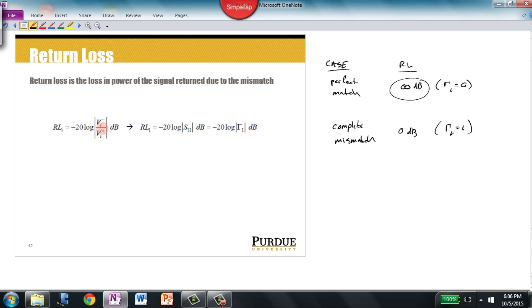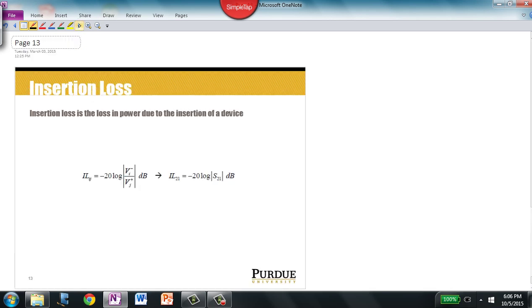The calculation for return loss is very simple. It's based on the incident voltage wave to the reflected voltage wave at port 1 here, and you just take minus 20 the log of that, and that'll give it to you in dB. So that's minus 20 the log of the S11 parameter, which is the same thing as minus 20 the log of the reflection coefficient. By now that should make a whole lot of sense to you, so I'm not going to spend too much time on it.